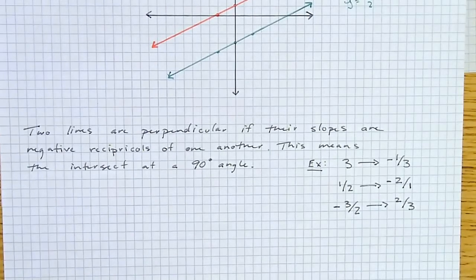And on the right there, I put some examples of negative reciprocals. Basically what it means is you flip the sign of the slope, and then you flip it as a fraction. So if it's negative, it becomes positive. If it's positive, it becomes negative. So we could go from 3 to negative 1/3, go from 1/2 to negative 2/1, or just negative 2. And then you can have negative 3/2. The negative reciprocal of that would be a positive 2/3.